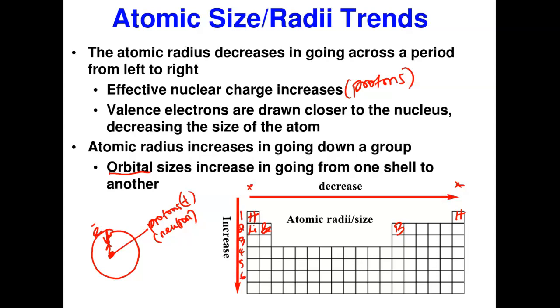So for an atom that has one shell and one that has two shells, which one is going to be bigger? Of course, the one that has two shells. The more shells you add, the bigger the size of the atom. And the bigger the size of the atom, the bigger the radius. So that is why as you go down the group, the atomic size or radius increases.